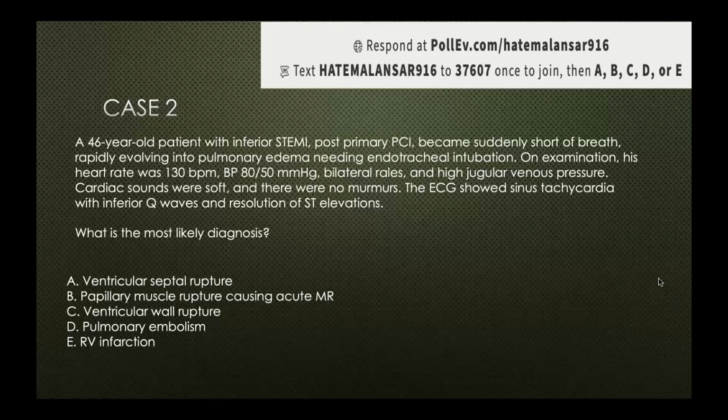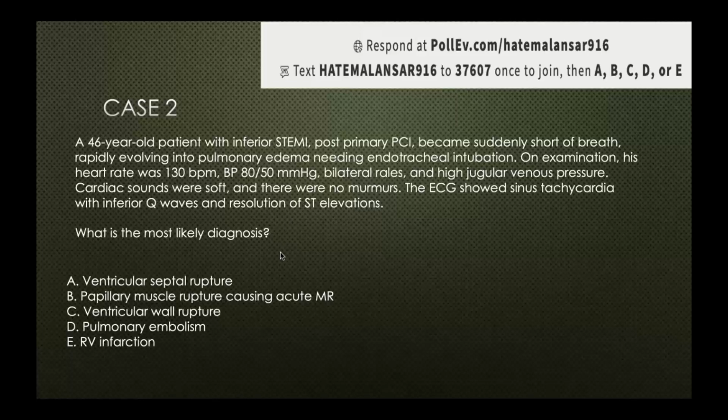Yeah, so got some feedback back. So basically, the answers are split between septal rupture and papillary muscle rupture. So in this specific case, you can see that this patient is presenting with inferior MI again, and they quickly went into shock with significant pulmonary edema needing intubation.